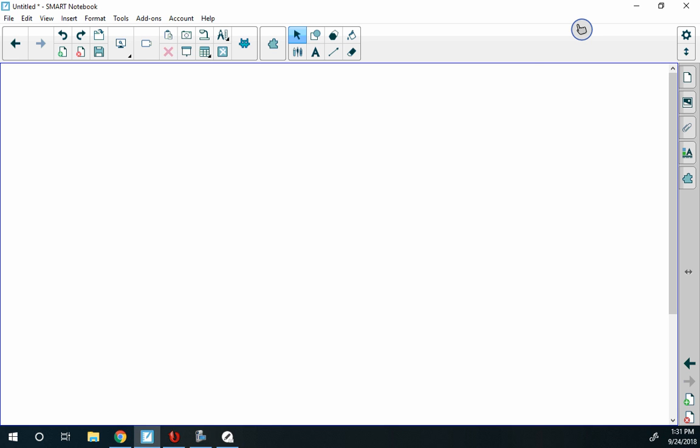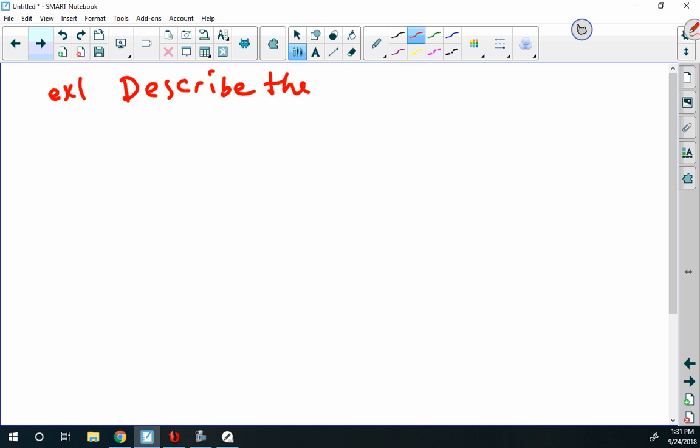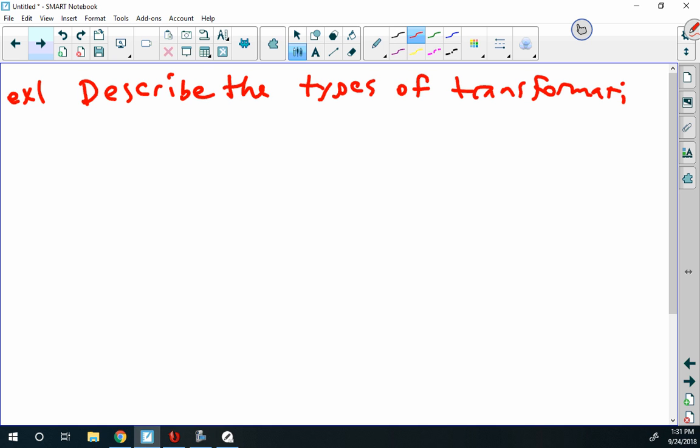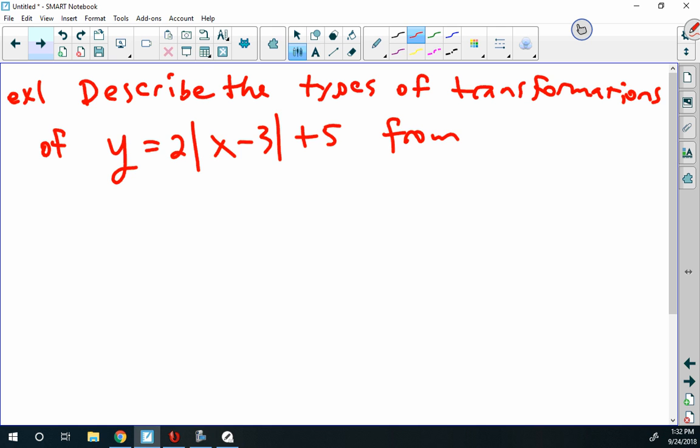Example number uno. Example 1. Describe the types of transformations of y equals 2 times the absolute value of x minus 3, in absolute value, plus 5 from the parent function, y equals the absolute value of x. Now you could graph this, but if you understand what we just spent the last 30 minutes talking about, you'll be able to answer this.